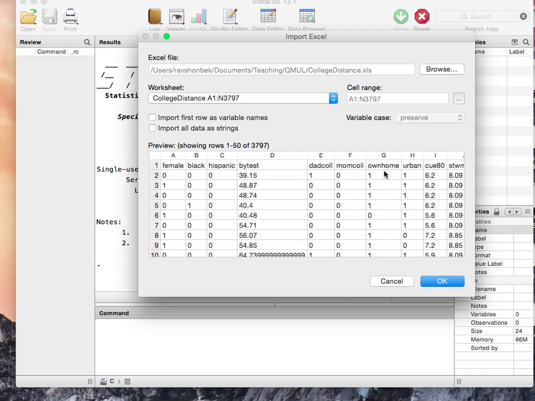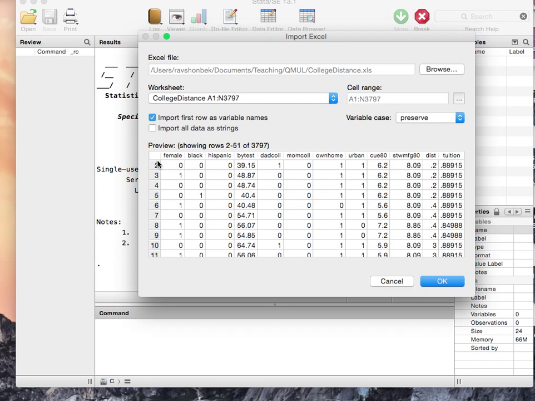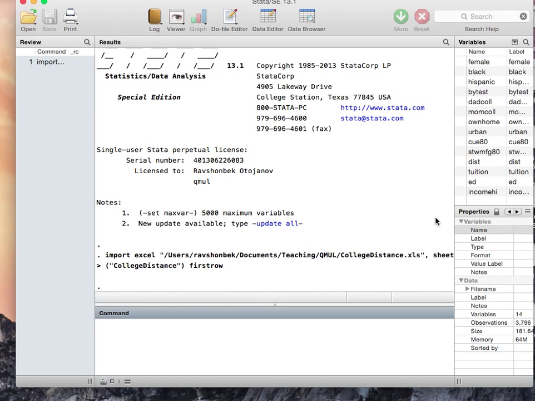And this one here, own home, is whether the person's family owns a home or is renting it. Let's tick this box here to make sure that the names of the variables do not appear as observations. Now you see the names at the top in the variable name box. Let's click OK. It's now all here. Now I need to type in the regression equation, how I want to run it.